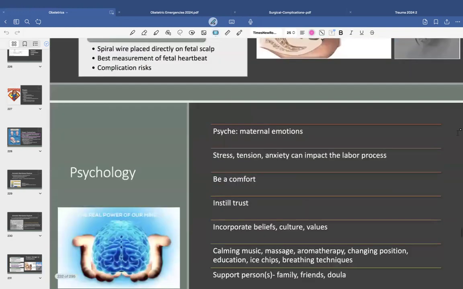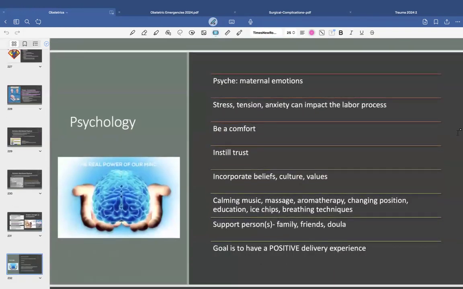The next P is psychology or psyche. So we need to think about the psychology in addition to the anatomical part of labor. The stress a mom is under, anxiety she may be feeling, fear she may have, all of this impacts labor. So you need to be a comfort. Be as comforting as you can. Try to instill trust. You want to incorporate their beliefs and cultural beliefs and values. They might have calming music, massage, aromatherapy, help them with changing positions, giving them ice chips, talking to them about breathing techniques.